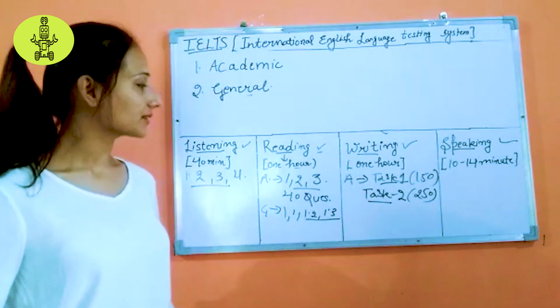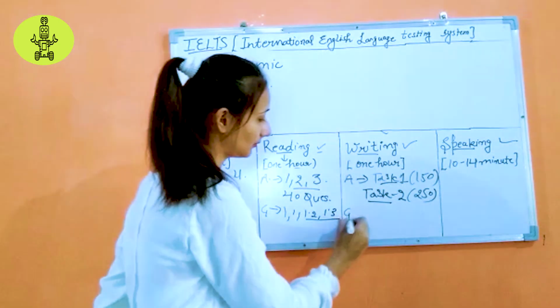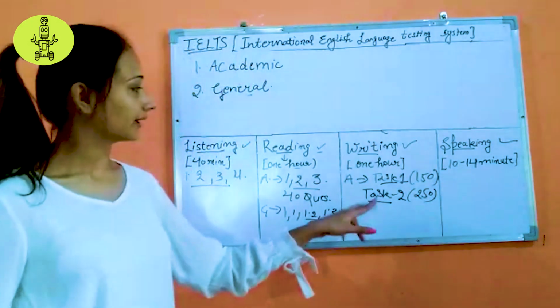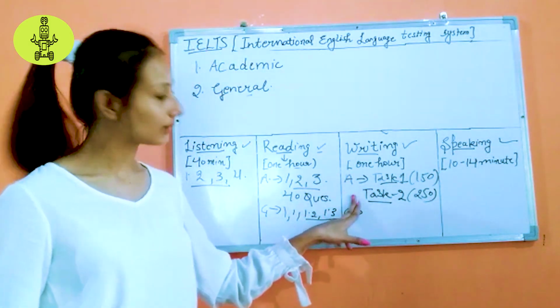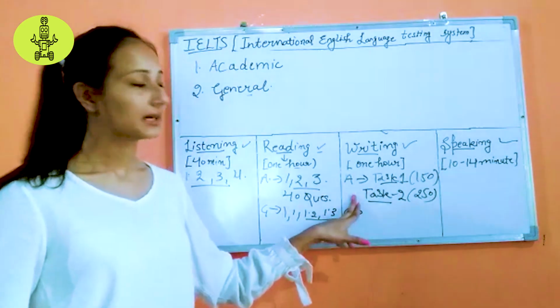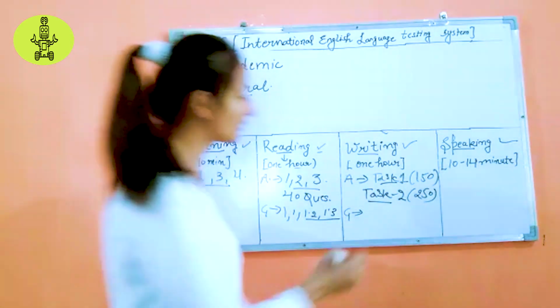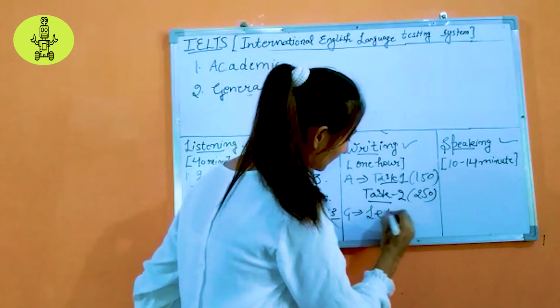But what is the difference in the journal? Exactly, in journal writing, task 2 is the same. In the journal, you also need to write down the essay. But task 1 is different.